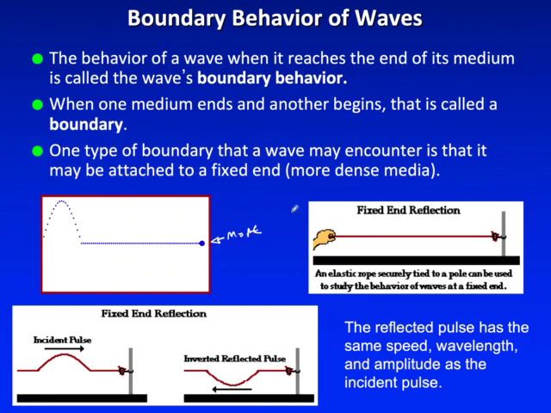The same thing happens over here. So if you've got an incident pulse, the string here is tied to the pole. It's not free to move. The reflected pulse comes back on the opposite side. As long as there's no dampening, that is any kind of resistance, the reflected pulse should have the same speed because it's in the same medium. It'll have the same wavelength and the same amplitude as the incident pulse because the speed hasn't changed at all. Amplitude doesn't change if there's no friction.